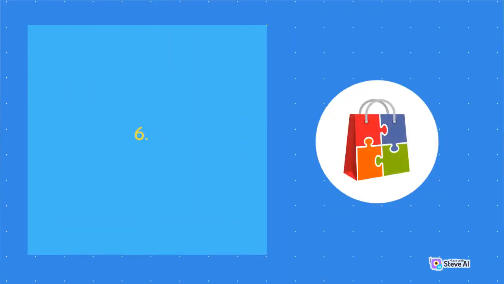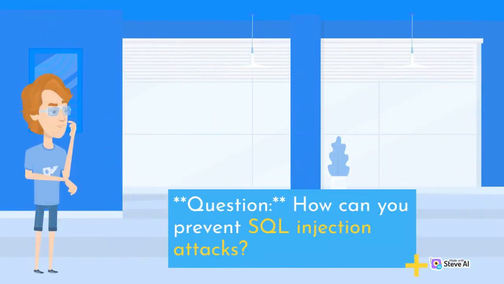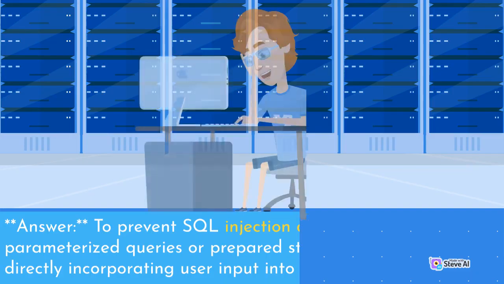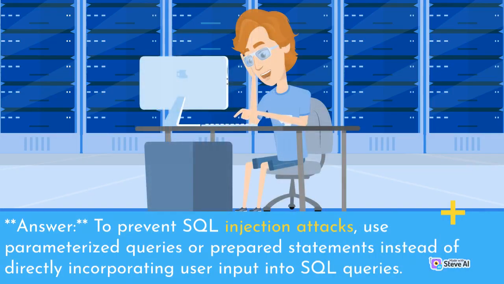6. Question: How can you prevent SQL injection attacks? Answer: To prevent SQL injection attacks, use parameterized queries or prepared statements instead of directly incorporating user input into SQL queries.